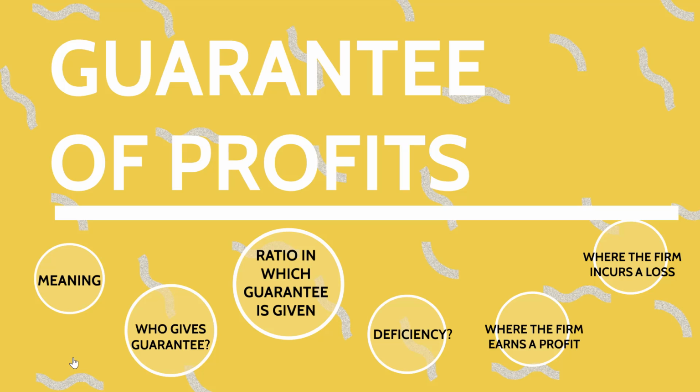In the upcoming video, we will see a few example sums for passing journal entries and preparation of ledger accounts in the situation where the firm earns a profit and any specific partner is given guarantee of profits.